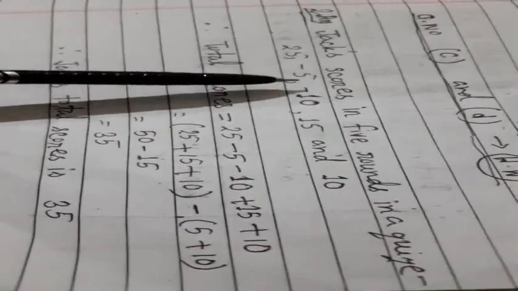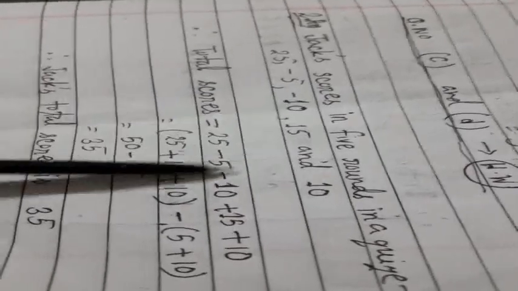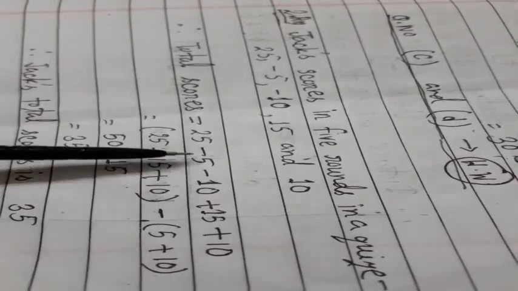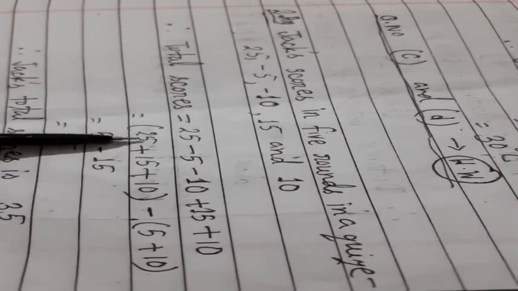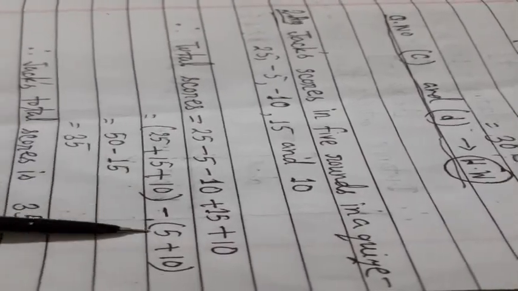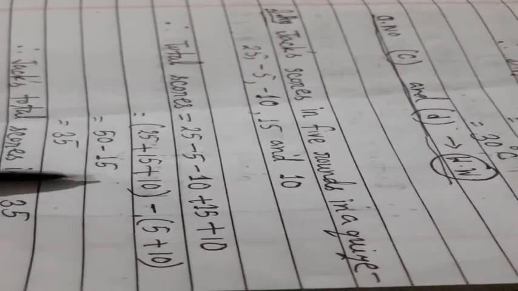Jack's scores in 5 rounds of a quiz are 25, minus 5, minus 10, 15 and 10. Therefore, what is the total score? We know that to find the total score, we add all these numbers. This is 25, minus 5, minus 10, 15, 10. Minus 5 and minus 10 are negative and the others are positive. Now, we make two groups. One is the positive group, another is the negative group. The positive group is what? 25, 15 and 10. And in the negative group, 5 and 10.